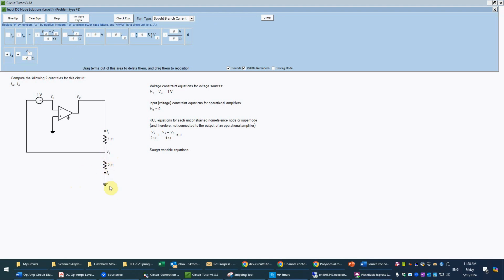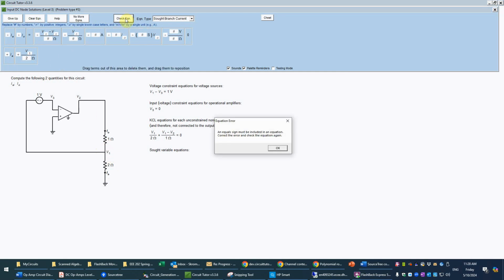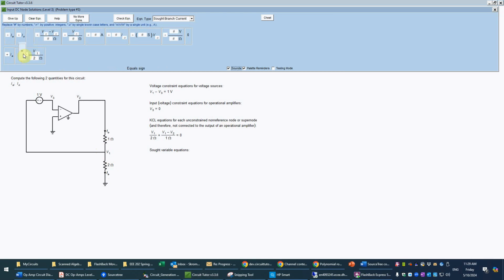We do have to, of course, pay close attention to polarity. So remember, current always goes from high voltage to low voltage, presuming that this is a higher value, which it may or may not be. Okay, so we'll check that. Oh, sorry, I forgot to put in my equal sign there, so we'll put that in. So we have a full equation, and check that.